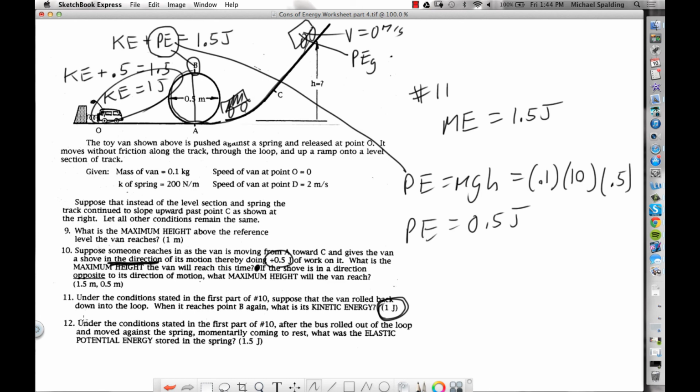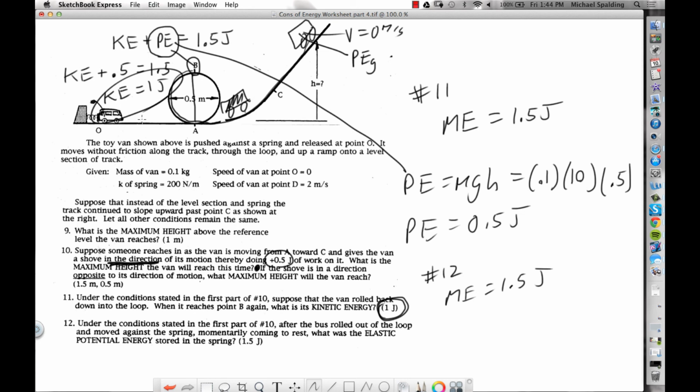Okay. Number 12. Oh, just enough time. Under the conditions stated in number 10, so basically for number 12, they're telling us mechanical energy is 1.5 joules because we're including that push. What was the elastic potential energy stored in the spring?